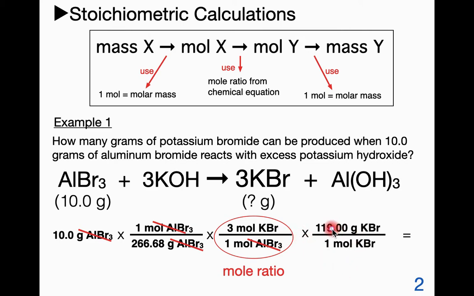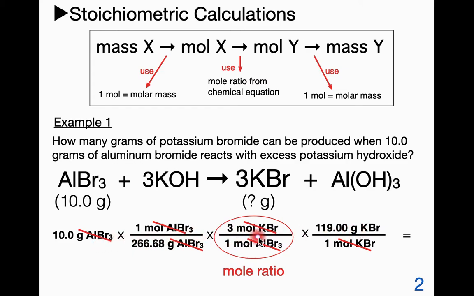Again, dimensional analysis tells us exactly where things go. 1 mole of potassium bromide has the molar mass of 119.00 grams. We know that the moles of potassium bromide go in the denominator because they need to cancel out. And that's it. We have the mass of aluminum bromide. This converts it to moles. This converts it to moles of potassium bromide. This converts it to grams of potassium bromide.